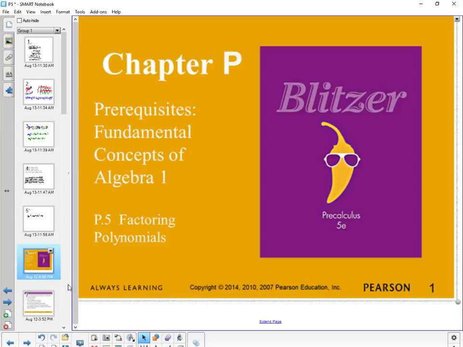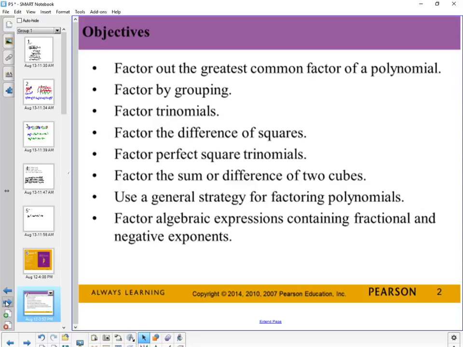So we're doing chapter P. This is section 5, factoring polynomials. Factoring is going to be the opposite of what we did in the last section, which was to multiply them out. All we're doing is trying to go in reverse. Where did this come from type thing? So, here are our objectives. Hopefully we can get through them all.